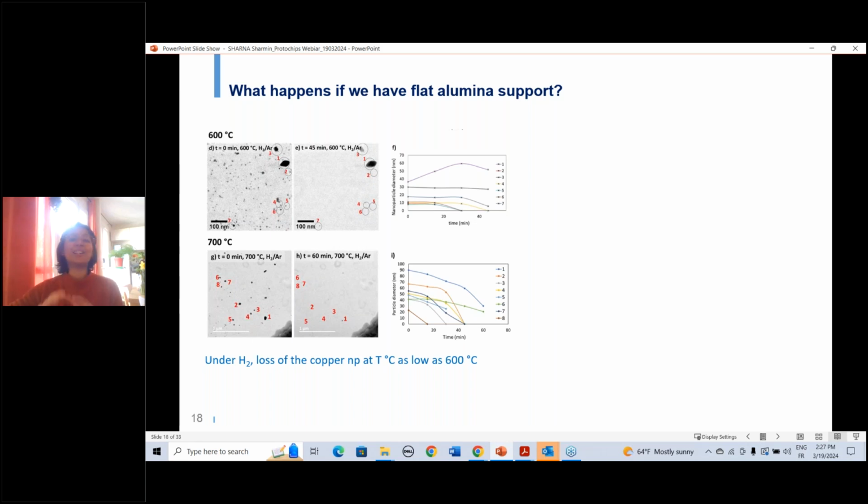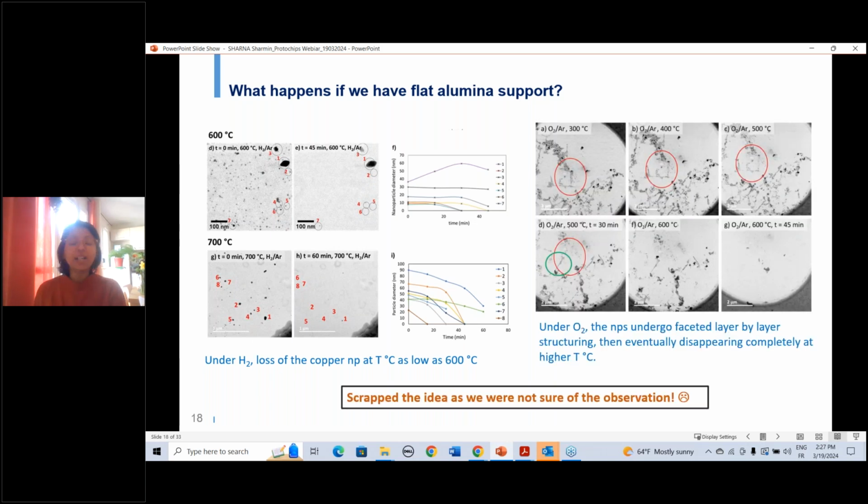We expected that the nanoparticles would be a bit more stable compared to those on silicon nitride, but that was not the case. So this was under hydrogen. And under oxygen, the behavior is even more strange because we formed the nanoparticles under hydrogen. They were nice little nanoparticles of 20 to 30 nanometers.